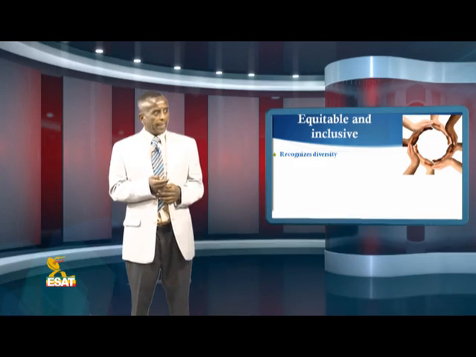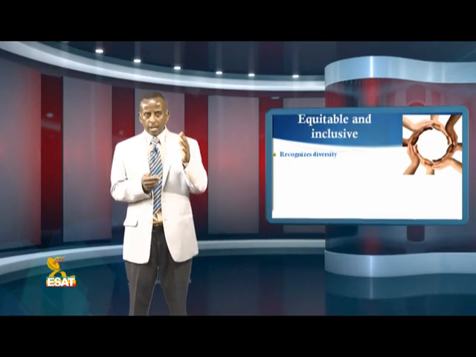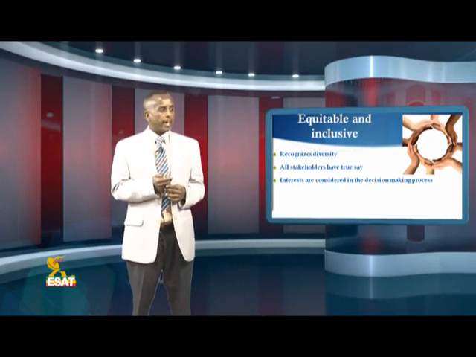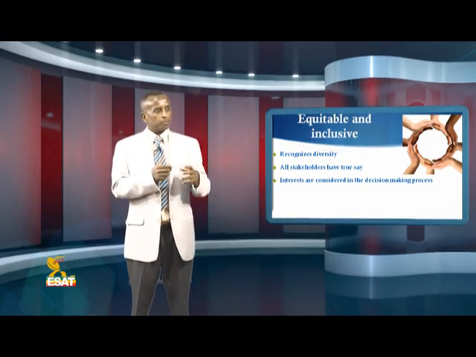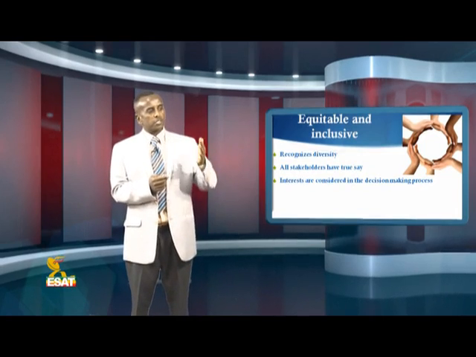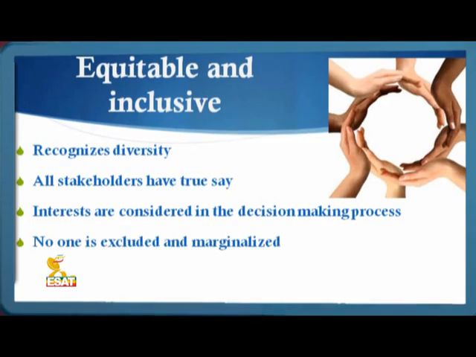The next one is equitable and inclusive. A government or an organization which is equitable and inclusive recognizes diversity, and all stakeholders have a true say. This kind of system protects and maintains the interests of all its stakeholders in its decision-making process. No one is excluded or marginalized from the decision-making process. It combats disparities and promotes equality.